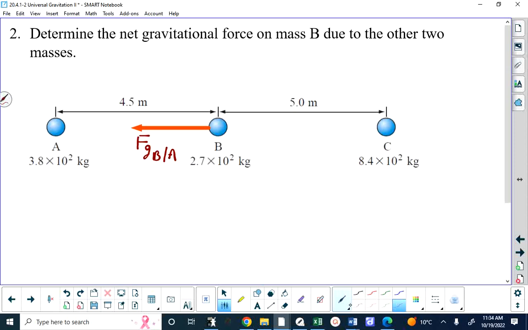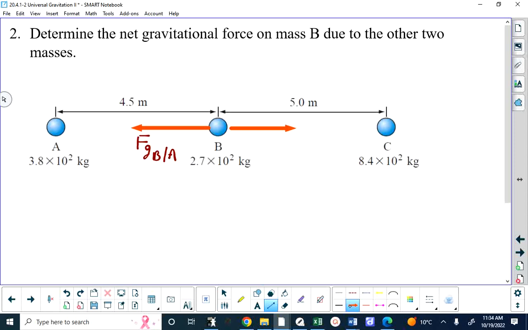is that if you're asked to find the net force on B, it might help you to imagine that the other masses are glued down. We don't care about where they go or where they are pulled to. We care about where B will move. And B would be forced towards A. Now at the same time, it's a tug of war here. B is pulled towards C.